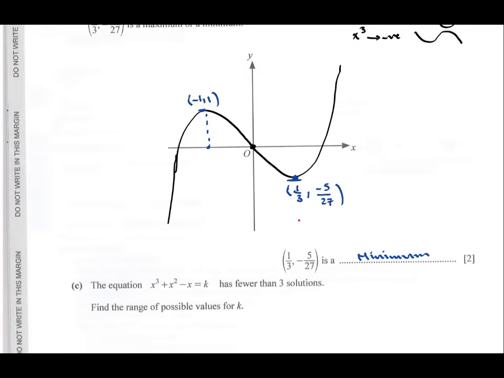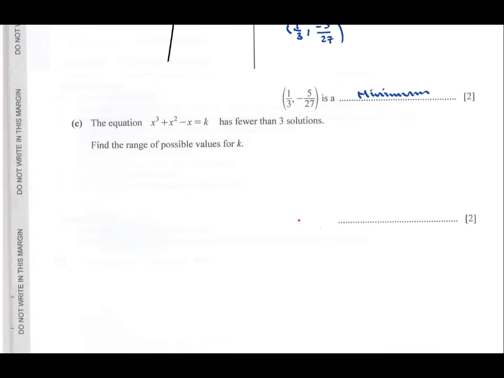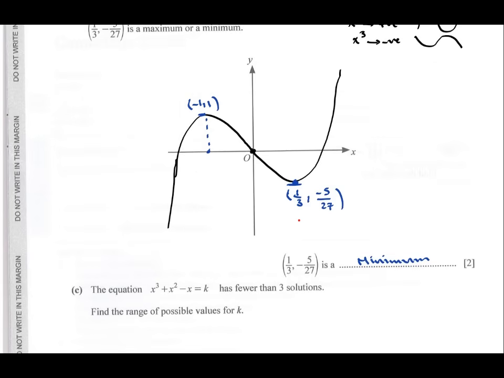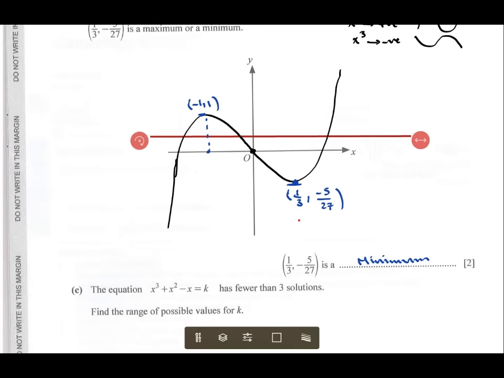Okay? The next part: the equation x^3 + x^2 - x = k has fewer than 3 solutions. Find the range of possible values of k. It's a simple question, but it needs you to think and to know the meaning of range and what the type of solutions is. If I draw a straight line like this, you can count the number of solutions by counting the points of intersection of this straight line with the curve. This straight line cuts the curve at 3 points: this one, and this one, and this one.